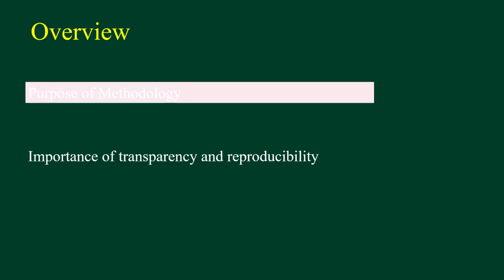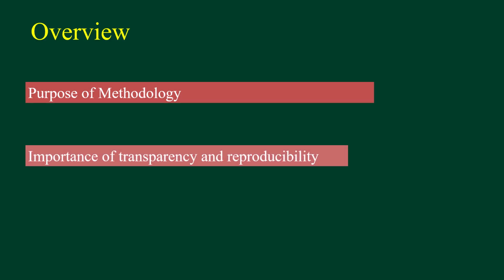So ensure reproducibility and transparency, and be very specific about any deviation from the standard protocols or any limitation in this methodology. Steps that you've taken to reduce bias, blinding, randomization, calibration, all these should be very clearly defined. So the importance of transparency and reproducibility should be there. Now let's start with it stepwise.